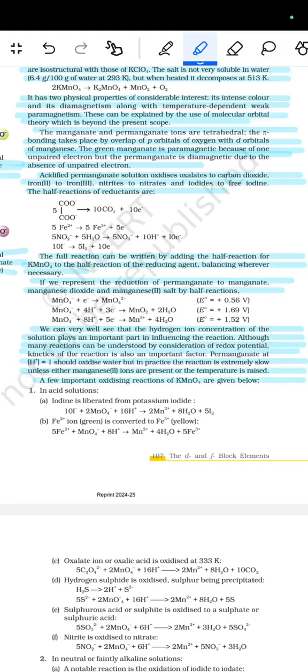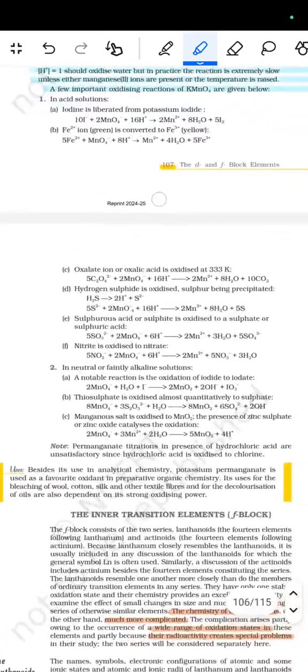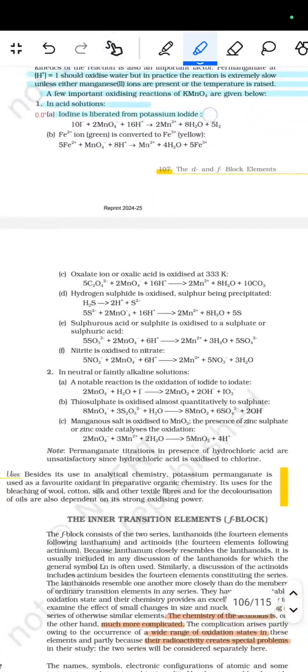A few important oxidizing reactions of KMnO4 are given below. In the acid solution, iodine is liberated from potassium iodide: 10I- plus 2MnO4- plus 16H+ gives 2Mn2+ plus 8H2O plus 5I2. Fe2+, green, is converted to Fe3+, which is yellow. Oxalate ion and oxalic acid are oxidized at 333 Kelvin, and the oxalate C2O4 2- is converted to CO2. MnO4- is converted to Mn2+.